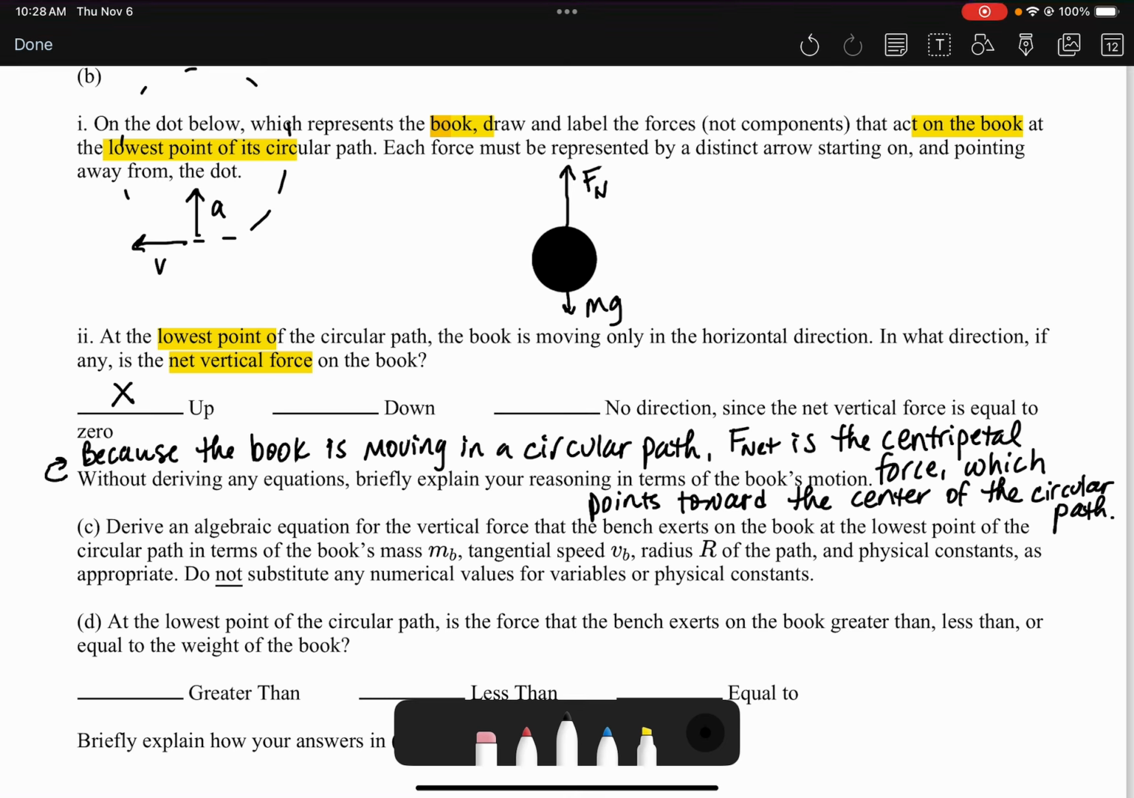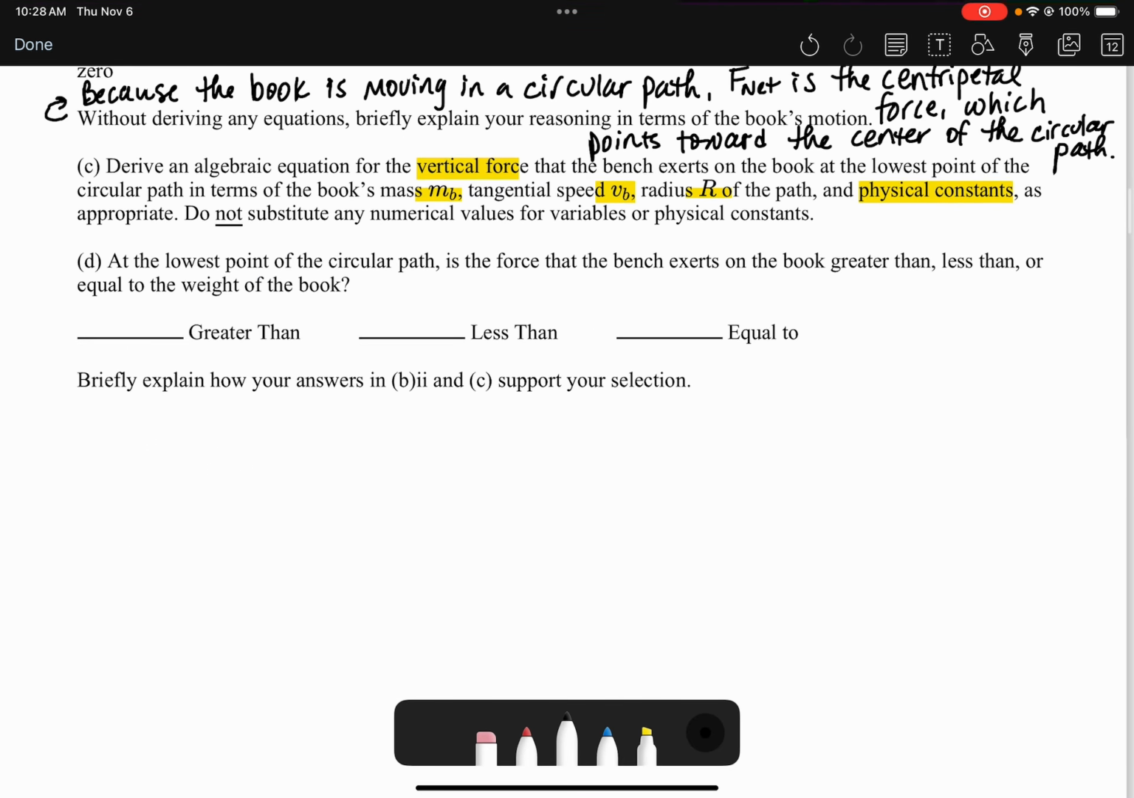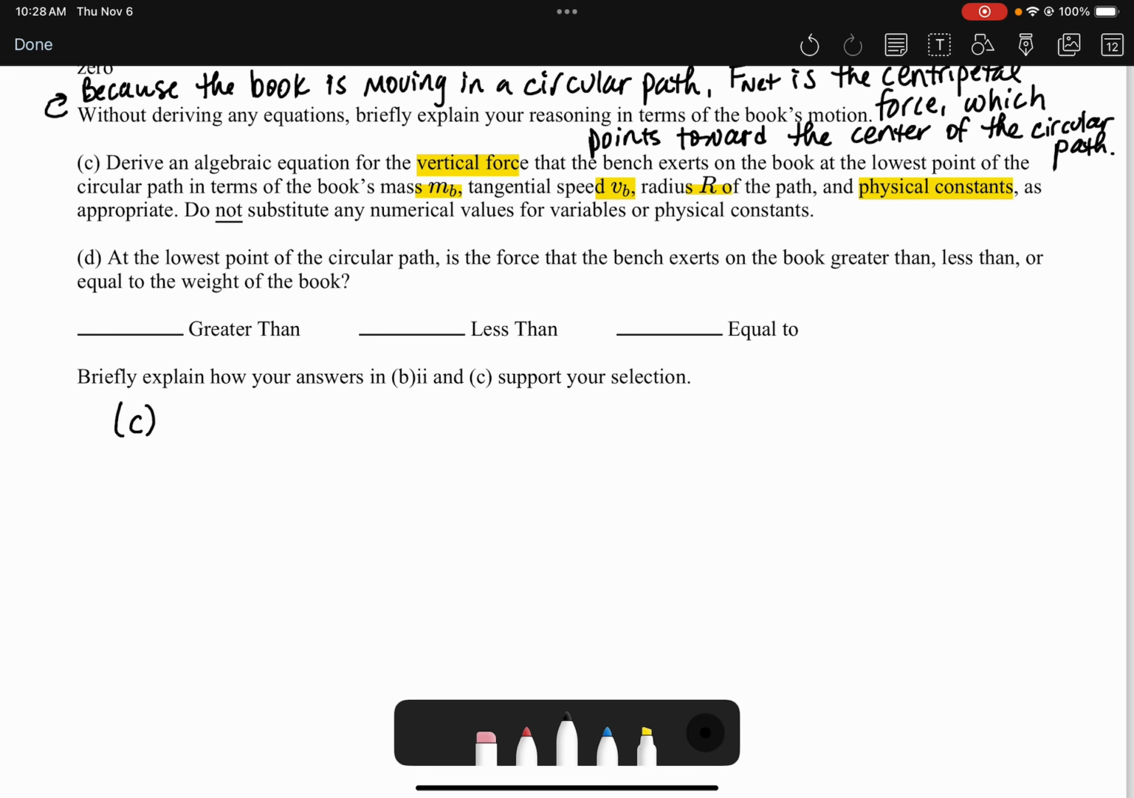Part C, derive an algebraic equation for the vertical force, that would be the normal force, that the bench exerts on the book at the lowest point of the circular path in terms of the book's mass, tangential speed, radius r of the path, and physical constant. So G is considered a physical constant. Do not substitute any numerical values or variables for physical constants. So for part C, we always start with an equation from our formula sheet. So first of all, I'm going to say that the normal force is the vertical force of the bench on the book.